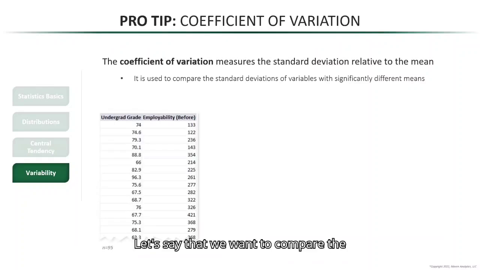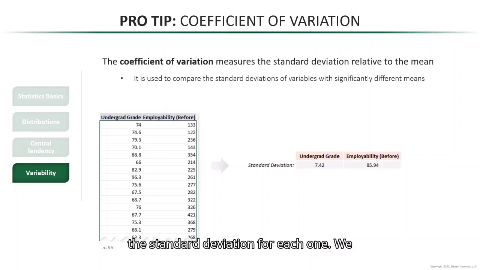Let's say that we want to compare the variability of these two variables. Alright, well let's start by calculating the standard deviation for each one. We get a value of 7.42 for the undergrad grade and a value of 85.94 for the employability. And if we look at them like this in isolation, then we might make the mistake of thinking that the employability shows around 10 times more variation than the undergrad grade.